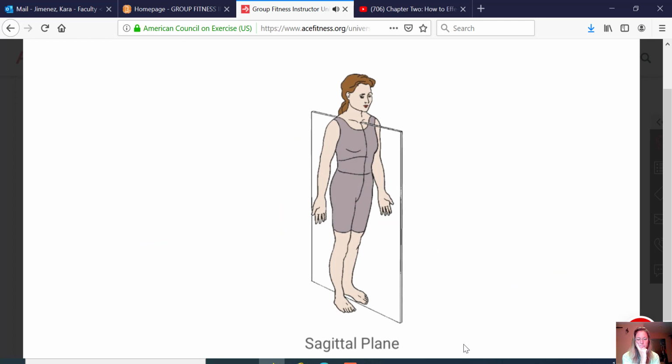The movements that we just discussed occur in planes. The sagittal plane divides the body into right and left halves. Imagine that your client was divided in half with a right and a left side. Flexion and extension occur in this plane.